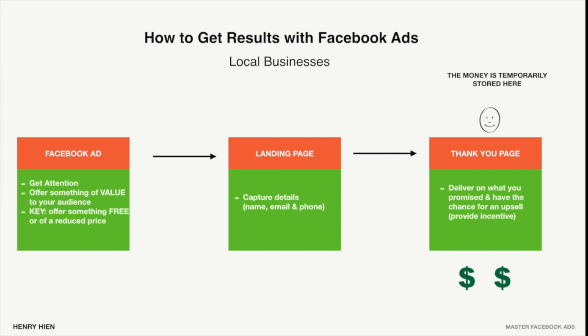So in terms of local businesses, now you understand how to get noticed. With local businesses, this is the process to get results with Facebook ads: Facebook ad to landing page to thank you page. Your ad, which is what people see on Facebook, is going to get attention and offer something of value to your audience, and the key is to try and offer something free or of a reduced price. The reason for this is that everyone likes a free offer, so when people see a free or reduced offer, they're much more likely to click on it to take advantage of it.